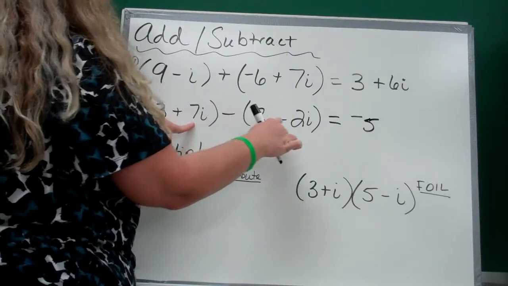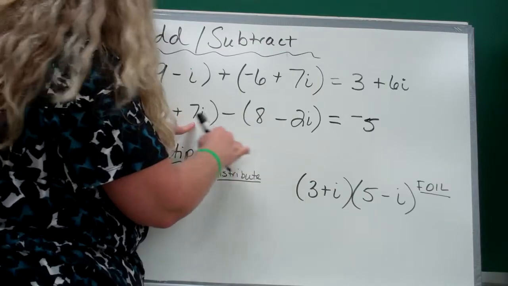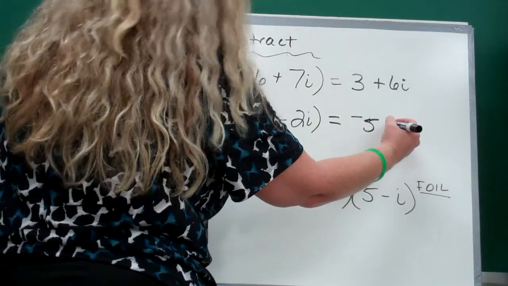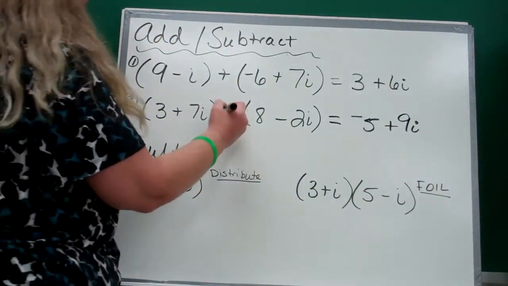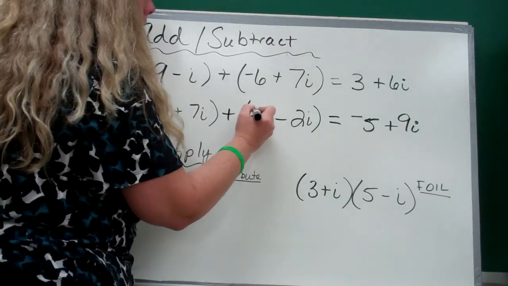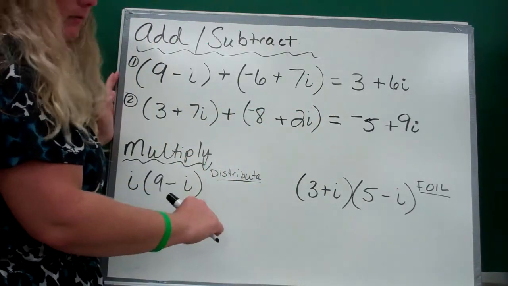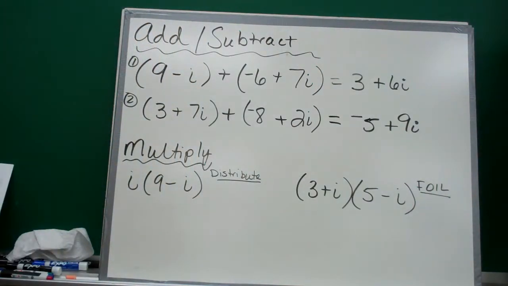7i minus negative 2i. Minus a negative becomes plus. So 7i plus 2i is 9i. If you need to, make this a plus sign, make that a negative, and distribute. Distributing the negative sign.